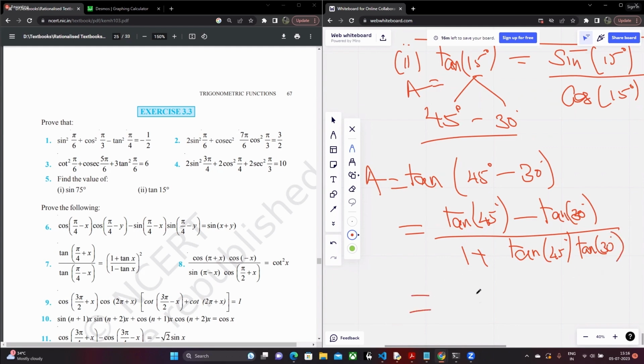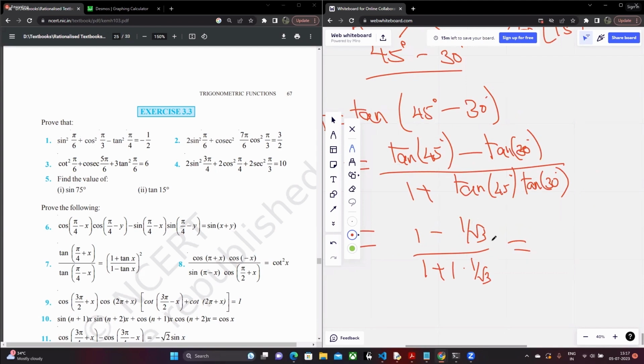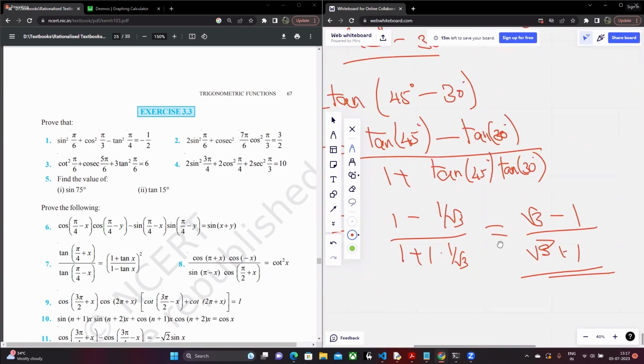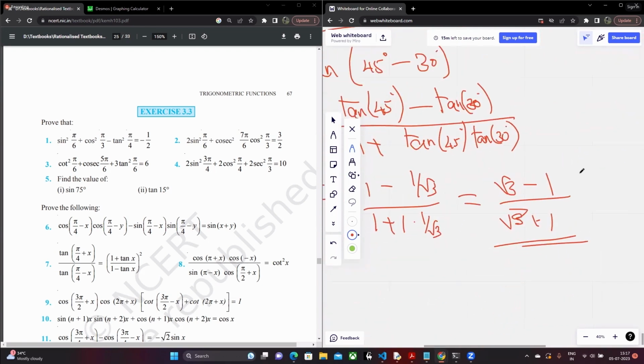Right? Which is basically 1 minus 1 by root 3 divided by 1 plus 1 by root 3, into 1, because tan 45 is 1. So if I rationalize this, I just multiply root 3 on both the numerator and the denominator. I'll basically get root 3 minus 1 divided by root 3 plus 1, which is what I've written earlier. But this is by the tan formula, while that was by taking the values of sin inverse. So this is what you get.